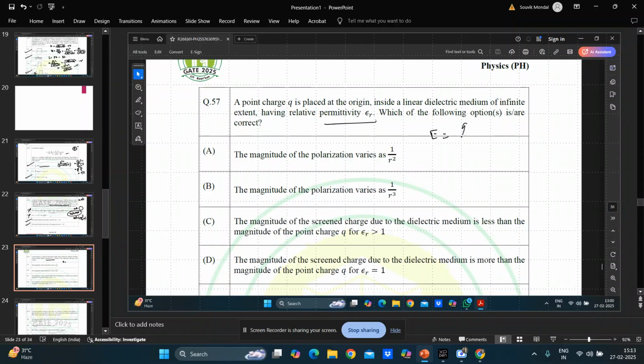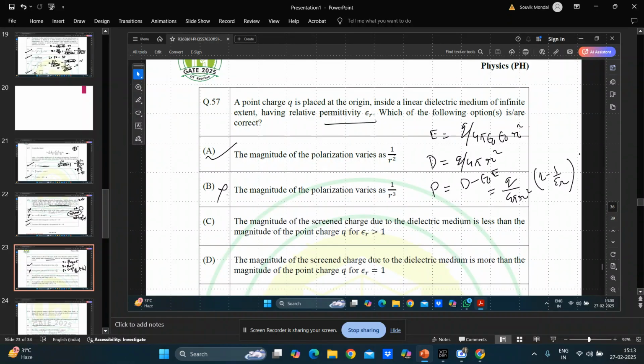So the electric field is q by 4 pi epsilon naught epsilon r r square, right? And your D is q by 4 pi r square. So your P is equal to D minus epsilon naught E, which is q by 4 pi r square into (1 minus 1 by epsilon r). So this is your P, right? So the statement that the magnitude of polarization varies as 1 by r square is correct. And the magnitude of bound charge due to the dielectric medium is less than the magnitude of point charge q if epsilon r is greater than 1.